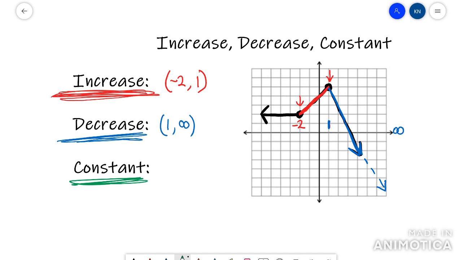Okay, lastly would be the constant. Constant would be this section of line right here. Notice it has an arrow as well. So if it continued going on forever, it would hit an x value of negative infinity. That would be my furthest left point where I would start this interval. So that would be negative infinity until this spot here at -2, which is when it stops being constant. And that's increase, decrease, constant.